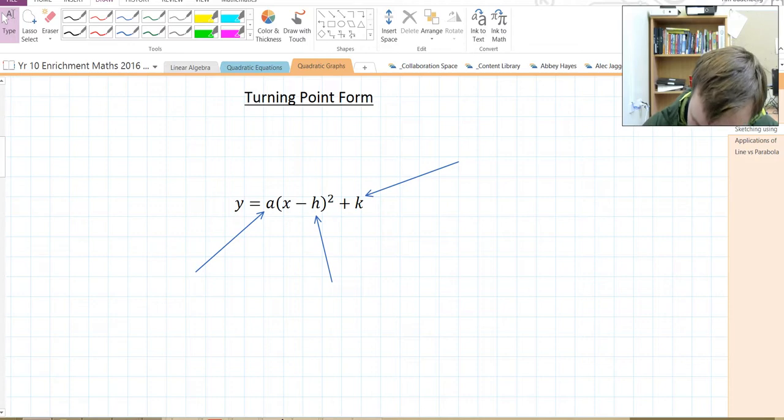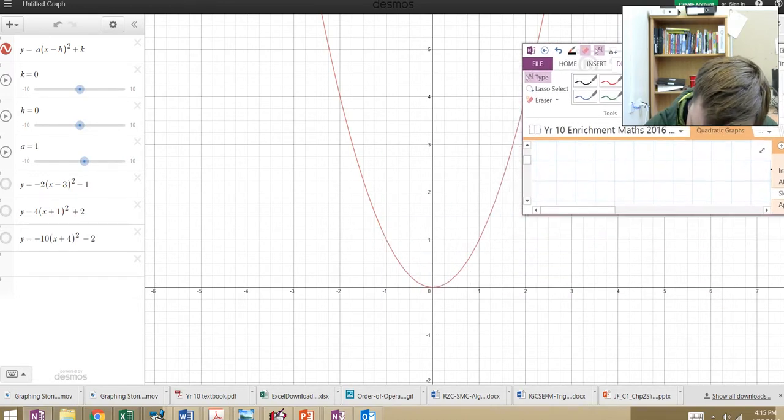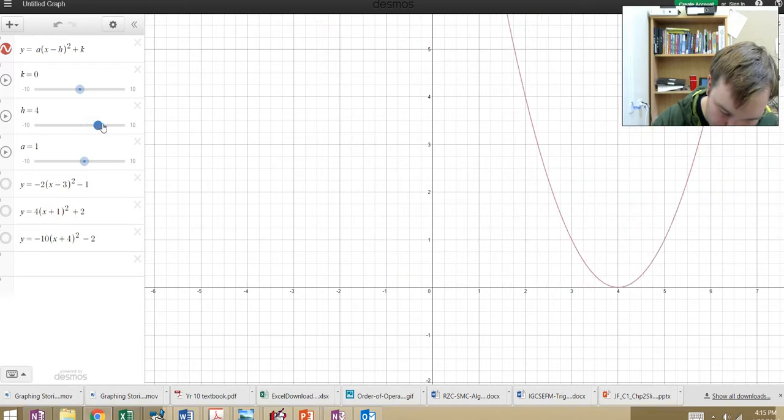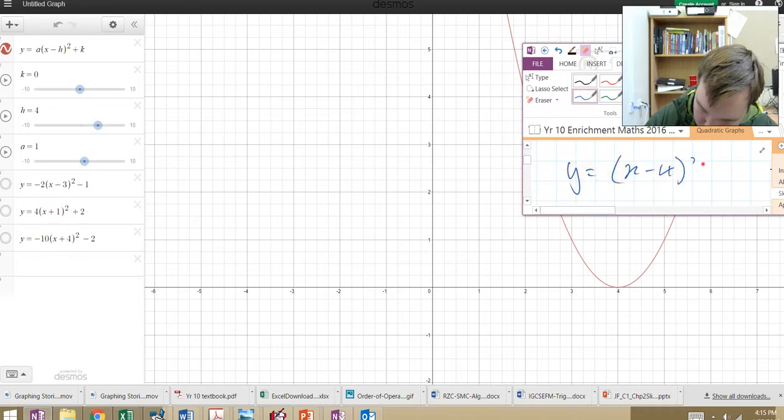So really, the quadratic that we're looking at currently is y equals x squared. All of those set to 0 just leaves us with x squared. If a is 1, and k and h are 0. Alright, let's see what happens if we adjust h a little bit. If we increase h to 4, it translates the graph horizontally in a positive direction. So the graph we're now looking at is y equals x take 4 squared.